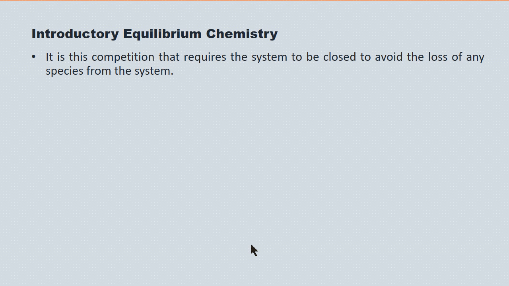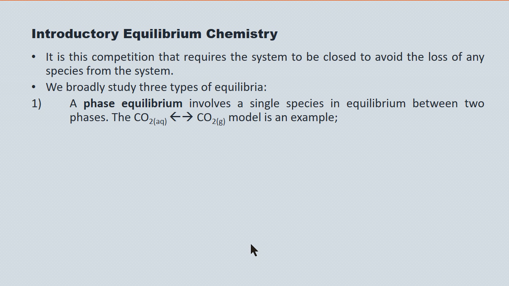And again, generally, unless we want to apply a stress to a system, we focus on systems that are closed to avoid the loss of any reactant species or any product species in the system. In this course, we broadly study three types of equilibria. The first is a phase equilibrium, and that's what we just looked at when we looked at the soft drink example. You have carbon dioxide in aqueous phase in equilibrium with carbon dioxide in gas phase.